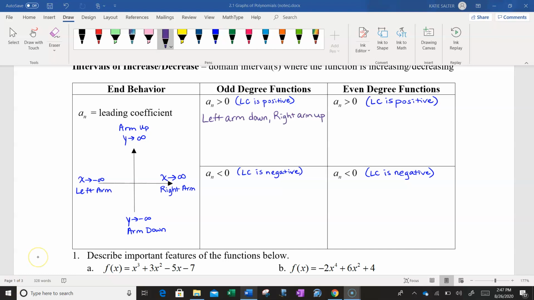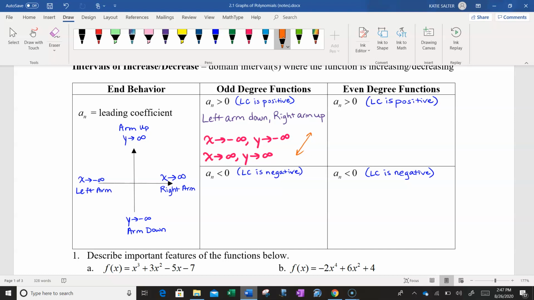Every time we write end behavior, we always are going to say what is happening as x goes to negative infinity, which is our left arm, what is happening as x goes to infinity, which is our right arm. So as x goes to negative infinity, what is the function doing? It's going down. So we're going to say y goes to negative infinity. That means the left arm is down. And then as x goes to infinity, y goes to infinity. Again, think of that linear function with a positive leading coefficient. It would look like this.